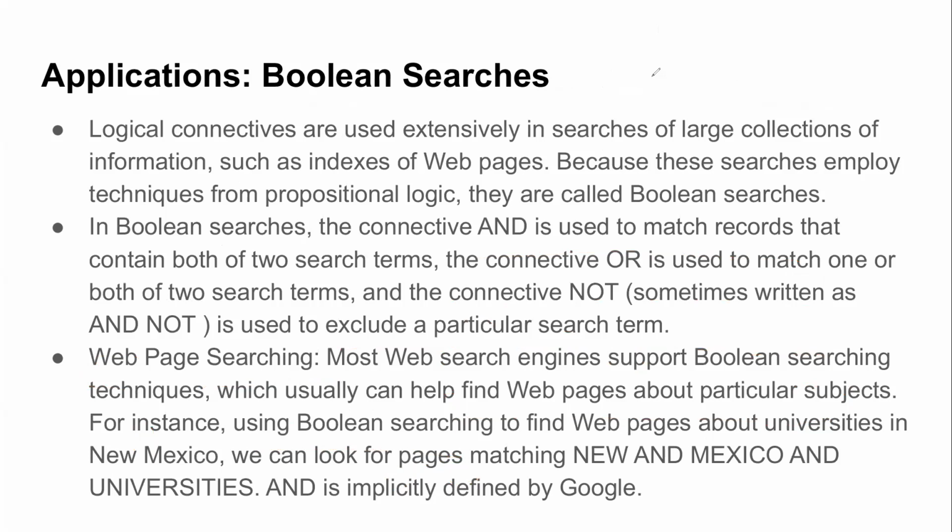The next application, and a very relevant application, I don't think there's anyone in this world who uses the internet who is not touched by this application, which is Boolean search. Okay, so let us see what we mean by Boolean search. In general, logical connectives which we use, like the and, the or, and not, are very extensively used in search engines when you are trying to search for web pages. All such search which uses techniques from propositional logic is known as Boolean search.